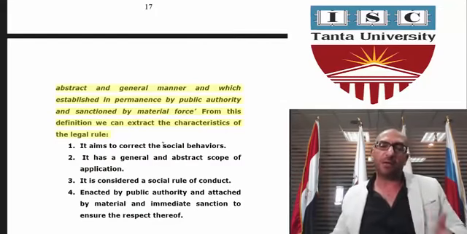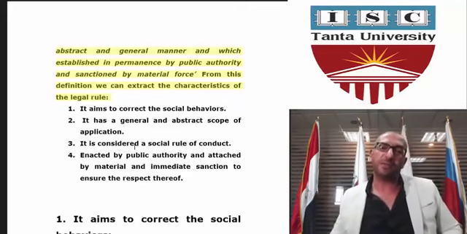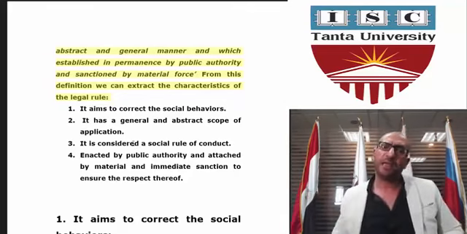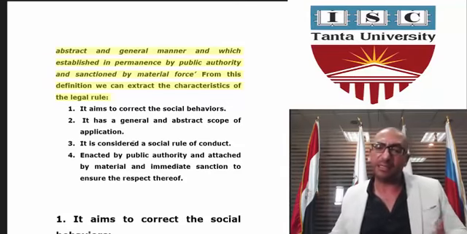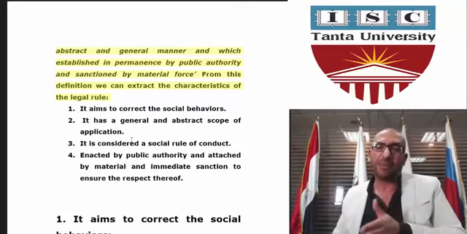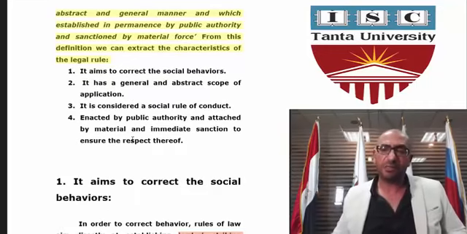So the main characteristics of the legal rule are the following: it aims to correct the social behaviors, it has a general and abstract scope, it's considered a social rule of conduct in the first place that regulates social behavior, and it's enacted by public authority and attached by material and immediate sanction that guarantees its binding force.